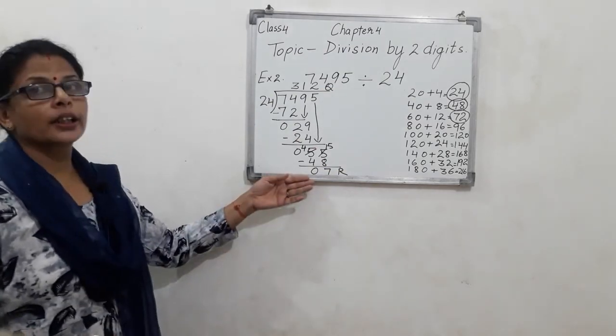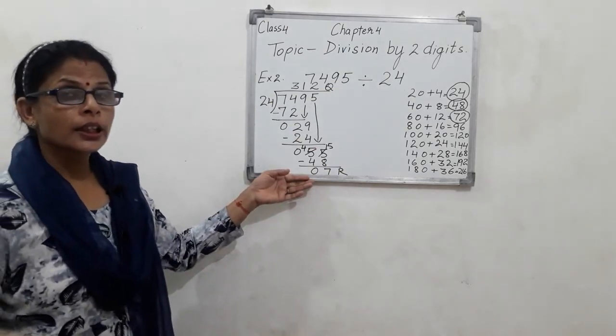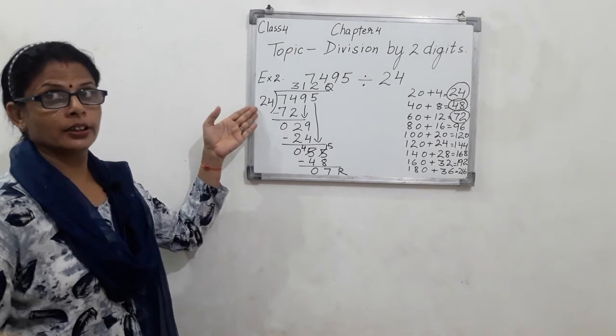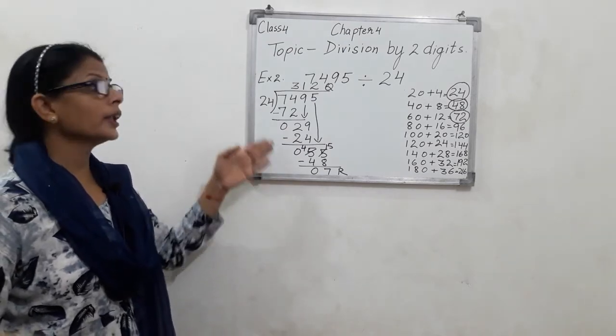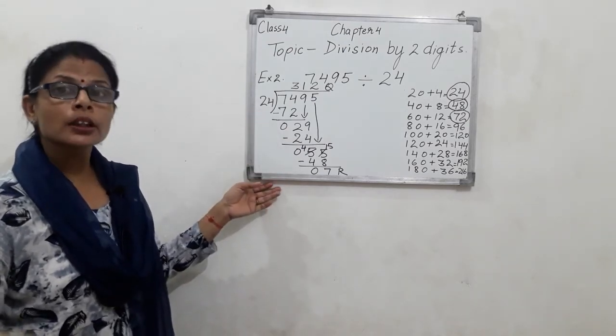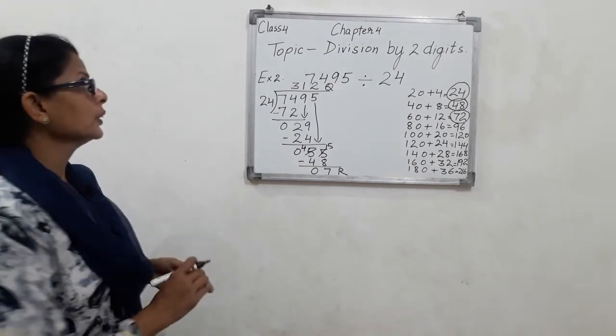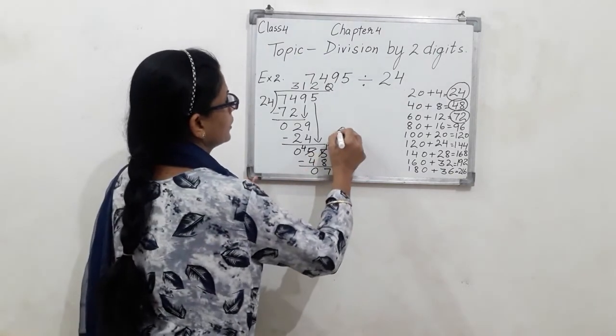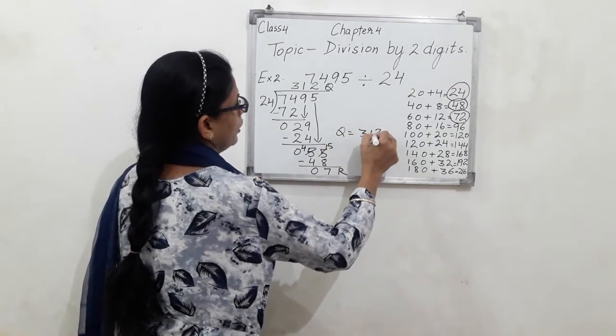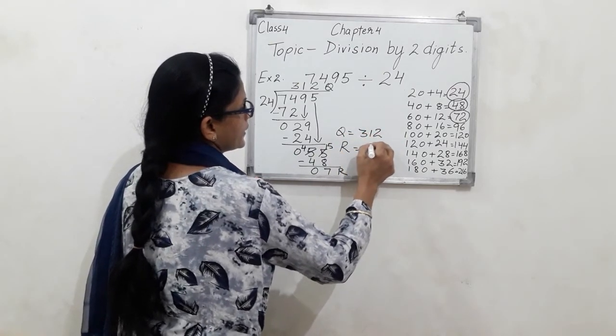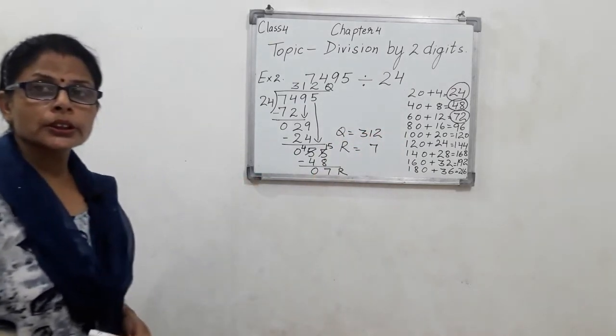Always remember that the remainder will always be less than the divisor. If your remainder is more than the divisor, that means your quotient is wrong. Clear, students? So, the quotient is 312 and the remainder is 7. Clear, students?